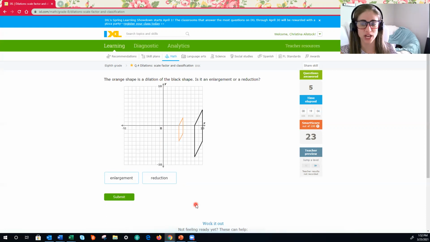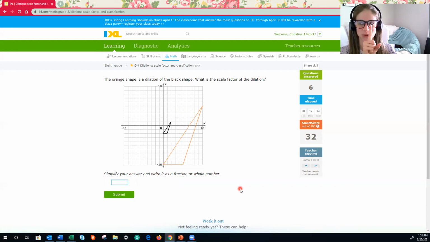All right, let's try one more, and then we'll see if we can find a scale factor one. The orange shape is a dilation of the black shape. Oh my goodness, what is this one again? This one's a reduction again. It's not always going to be a reduction, I promise. But in this case, that's clearly the role that we're on. But the biggest part here is make sure you read it. It's saying the orange shape is a dilation of. So the orange shape is the one that's been dilated. The orange shape has gotten smaller, which means it's a reduction.